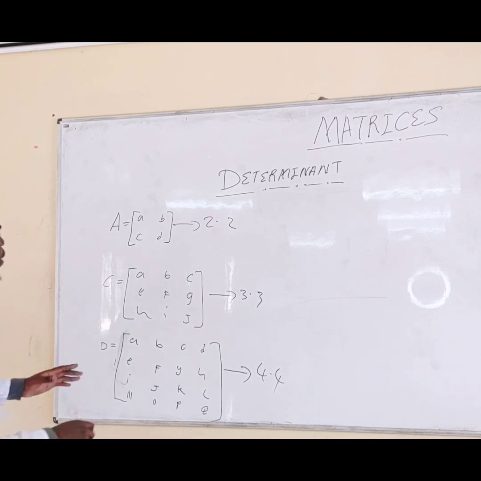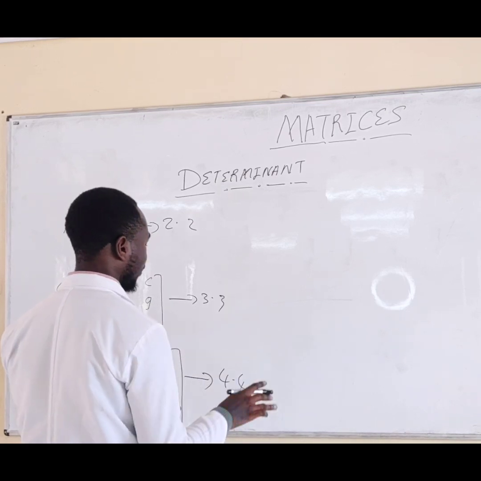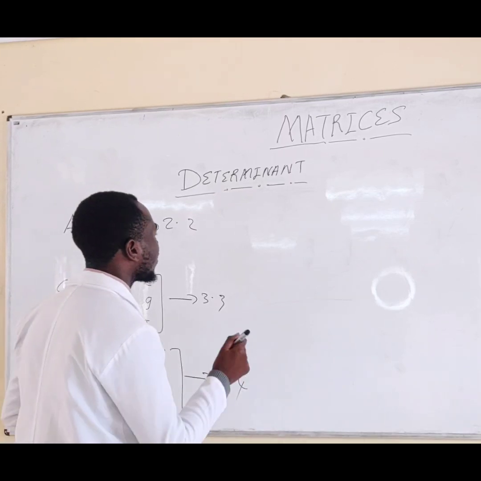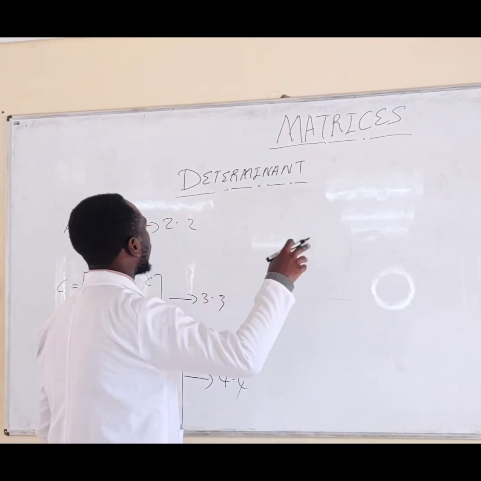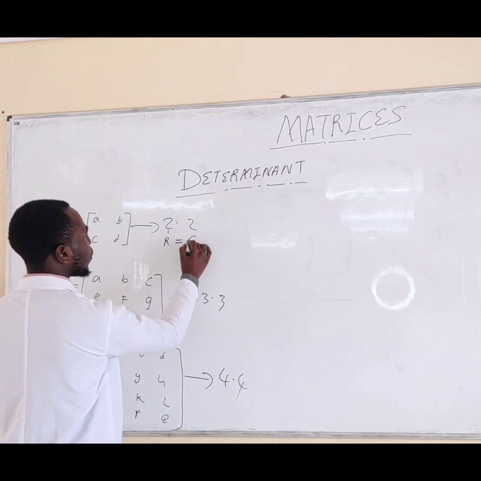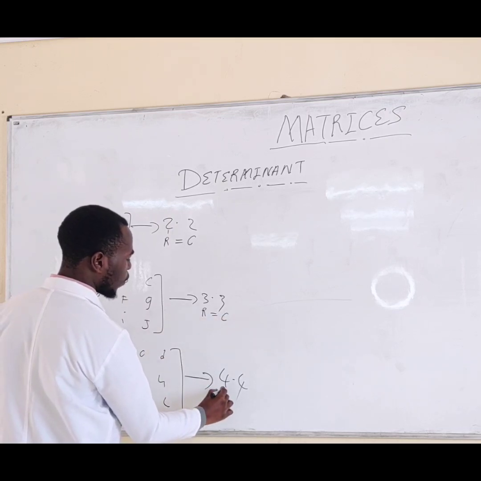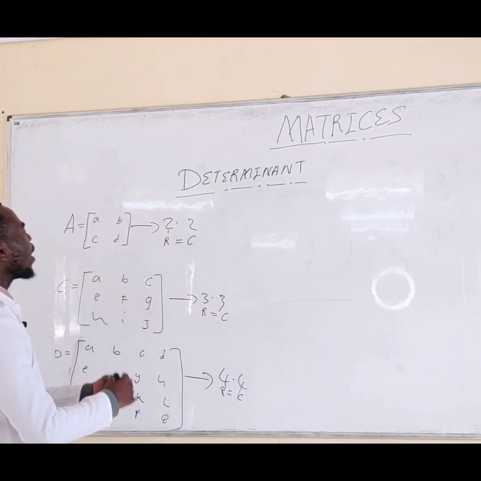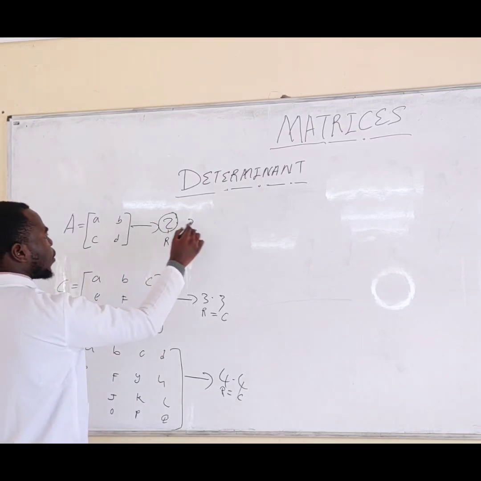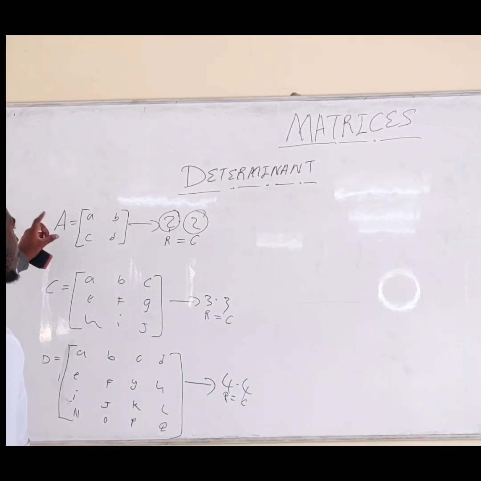So it's like this. To find the determinant of any given matrix, that matrix has to be a square matrix. What is a square matrix? A square matrix is any matrix that has the number of rows equal to the number of columns. For example, this one: the number of rows is equal to the number of columns. Here, the number of rows is equal to the number of columns. So, in order for you to find the determinant of any given matrix, the number of rows must be equal to the number of columns.